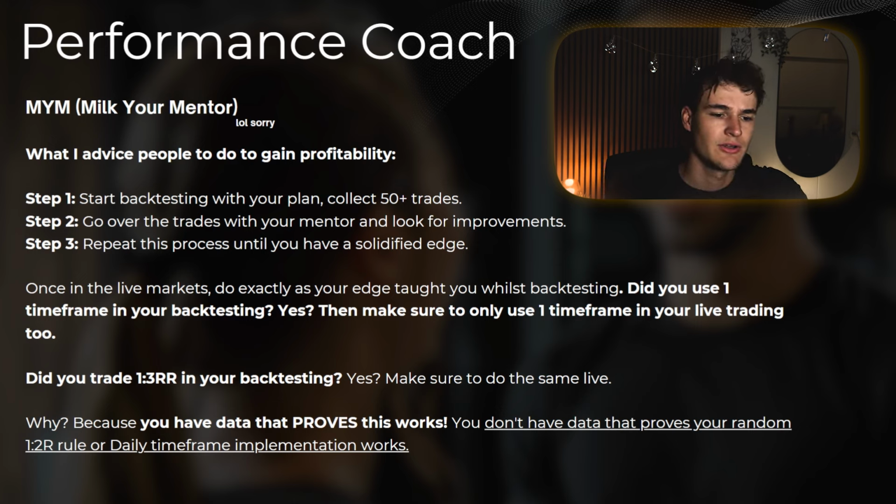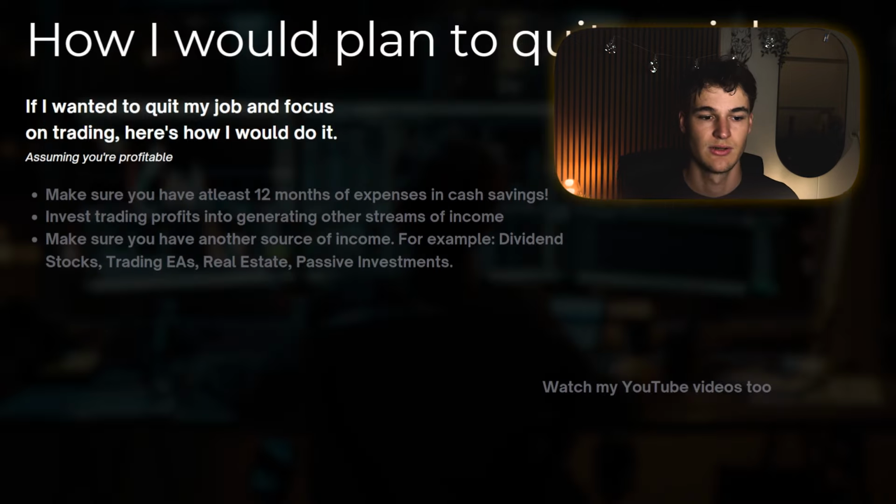Did you trade 1 to 3 RR in your backtesting? Yeah, alright, make sure to do the same in live trading. You're not going to switch up. Why? Because as soon as you switch something up, you're going off of something that doesn't have any data to back up that it works. It's even stated down here below. Why would you do the exact same thing in the live markets as you have been doing in your backtesting? Because you have data that proves this worked in the past, at least. It's most likely going to work in the future too. If you don't have data that proves your sudden implementation of another time frame or a different risk to reward ratio, you're basically going off of nothing. I don't want to say gambling, but you're not really doing what a professional trader is supposed to be doing.